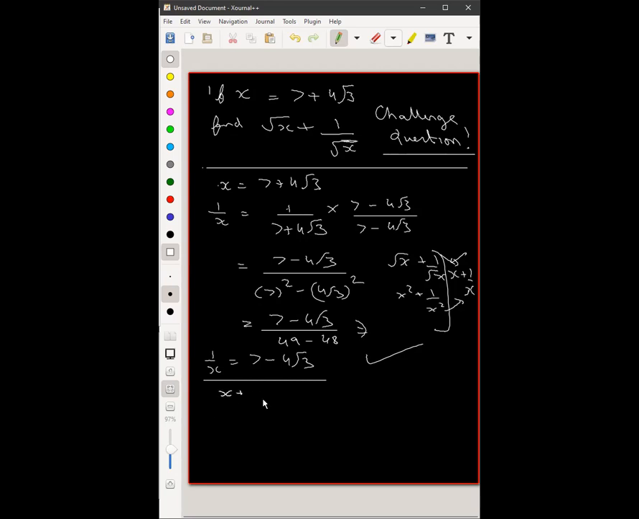And then we will find x plus 1 upon x, which is 7 plus 4 root 3 plus 7 minus 4 root 3. So 7 plus 7. The plus 4 root 3 and minus 4 root 3 get cancelled, so we're left with 14. Is it clear, everyone, till here?